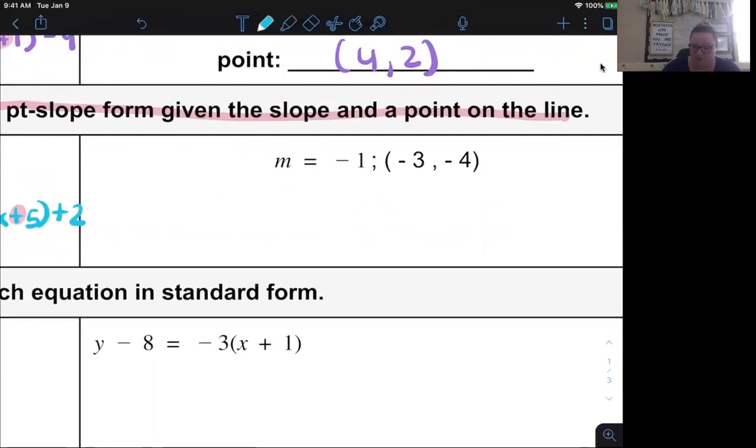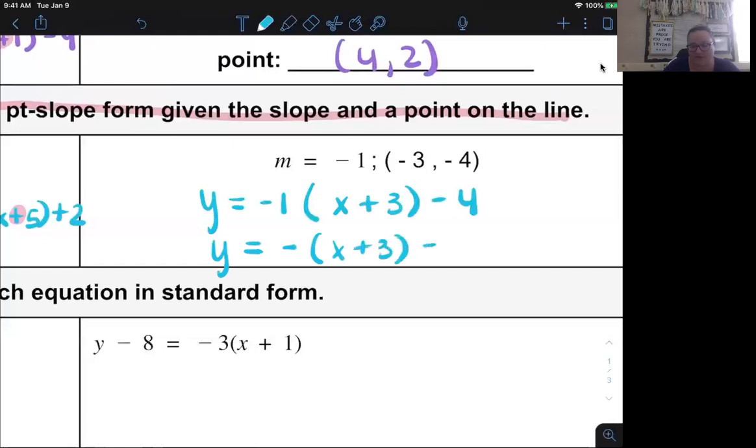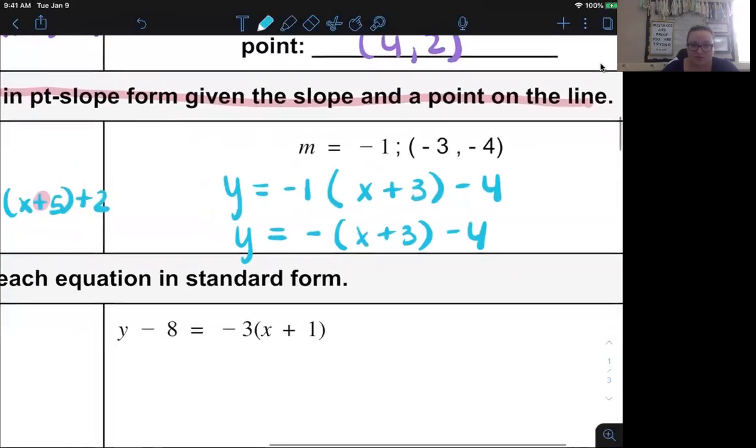So the equation that you should have is y is equal to negative 1 times x plus 3 minus 4. Remember, it's minus a negative 3, so it becomes plus 3. You can also write it as y is equal to negative x plus 3 minus 4, if you don't want to include that 1. It's understood that the 1 is there. All right, let's move on to standard form.